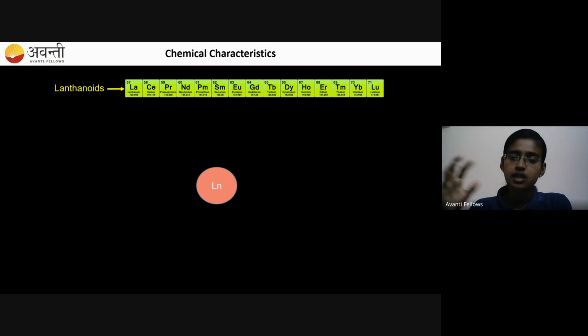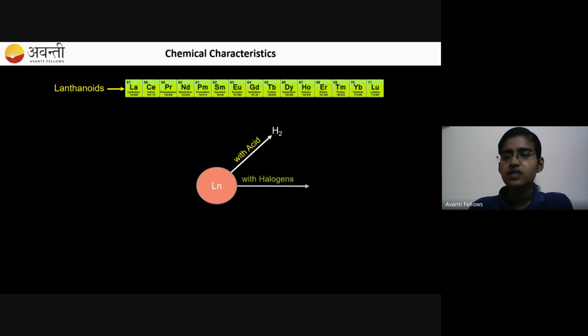Lanthanides react with hydrogen, oxygen, nitrogen, carbon, water, or you can heat them and decomposition occurs. So all such reactions are possible with lanthanides. Lanthanides are represented by the letter Ln. If a lanthanide is treated with an acid like HCl or H2SO4, it evolves hydrogen. And if a lanthanide reacts with halogens, X2, meaning fluorine, chlorine, bromine, iodine, it forms halides of type LnX3.